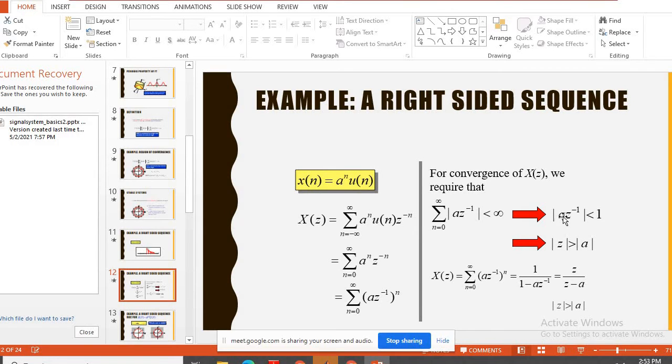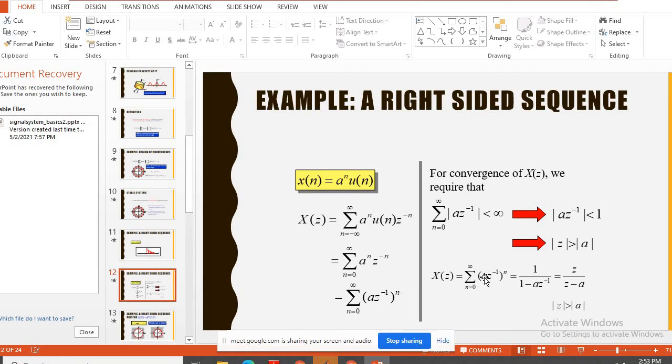This one means a upon z. Z raised to minus 1 is what? A upon z. Yes or no? Z raised to minus 1 means 1 upon z. Isn't it? So therefore it will be a into 1 upon z, that is a upon z whole raised to n. Now a upon z, if it is less than 1, then the formula is 1 upon 1 minus alpha, where alpha is raised to n.